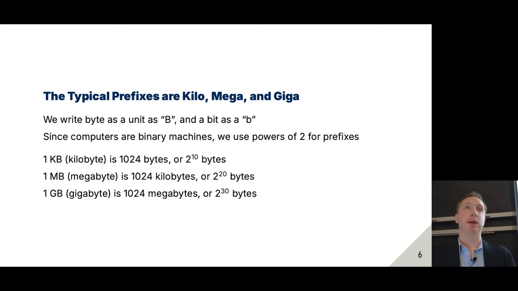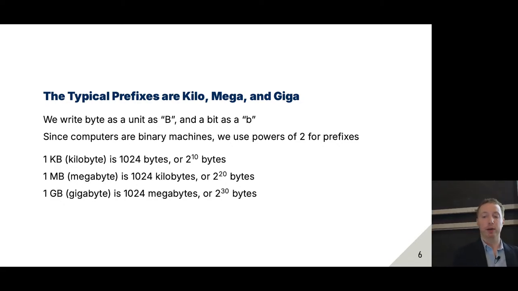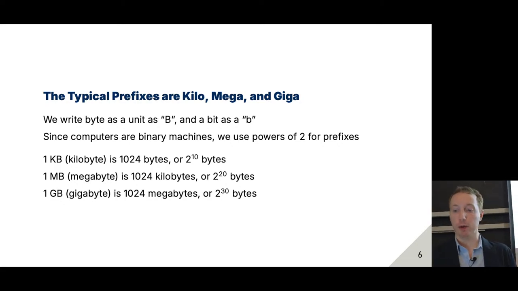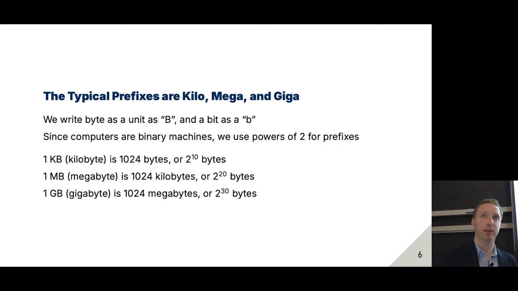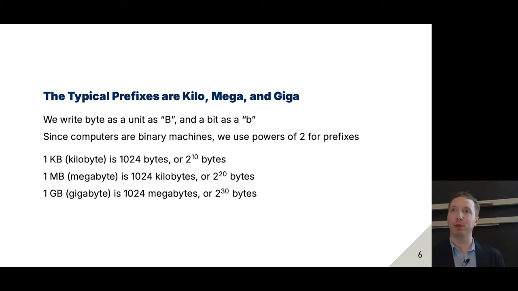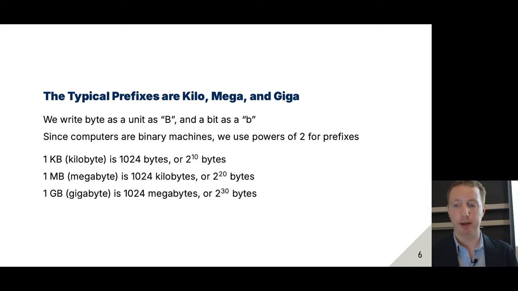So whenever we write units, if we're specifying a size of something, we write a byte as a capital B and a bit as a lowercase b. Makes sense. So the uppercase is the larger one. A byte is 8 bits and a bit is only, well, 1 bit. So we write it as a lowercase b.